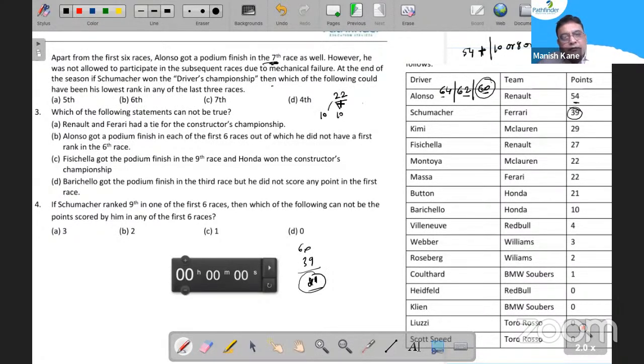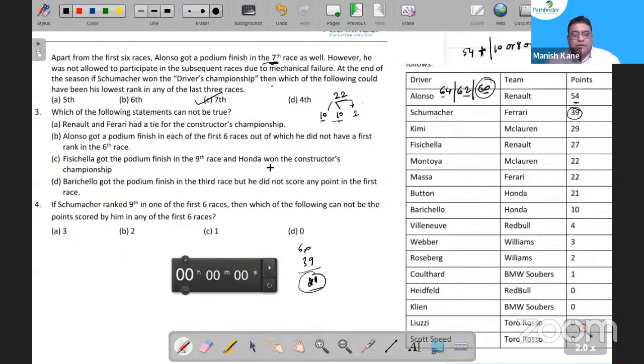What does it mean? To get the minimum rank in the third match, he has to have maximum rank in any of the two matches. So maximum points are 10-10. So the minimum points in the third match will be 2. 2 points means which rank? 7th rank. Correct? So I hope this should allow you to attempt the remaining two questions.